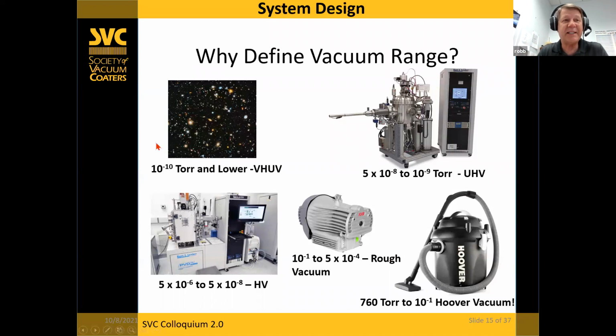But 10 to the minus 10 torr and lower in pressure is deep or very high UHV kind of vacuum. 5 times 10 to the minus 8 to 10 to the minus 9 torr, we say is UHV. 5 times 10 to the minus 6 to 5 times 10 to the minus 8 torr is high vacuum. 5 times 10 to the minus 4 up to 10 to the minus 1, we consider rough vacuum.